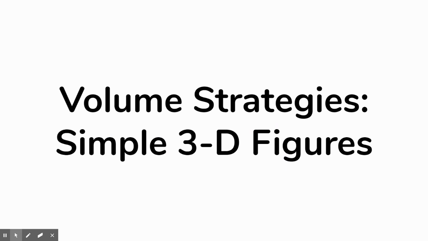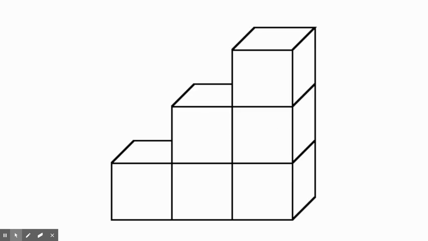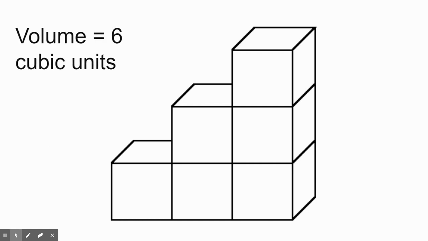First, we'll start out with strategies that apply to simple 3D figures, such as this one right here. You might have recognized this from an earlier video. So one strategy is, if it's a simple figure like this, the best thing you can do is just count the cubes. If we count the cubes, this has a volume of 6 cubic units.